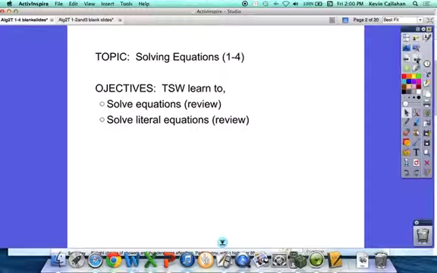So we learned to solve equations. Pretty easy objective to understand. But we also learned to solve what's called a literal equation. And a literal equation means it has more than one variable. So when there's more than one variable, when you solve it, it's going to be solving one variable in terms of another. Let me give you an example.